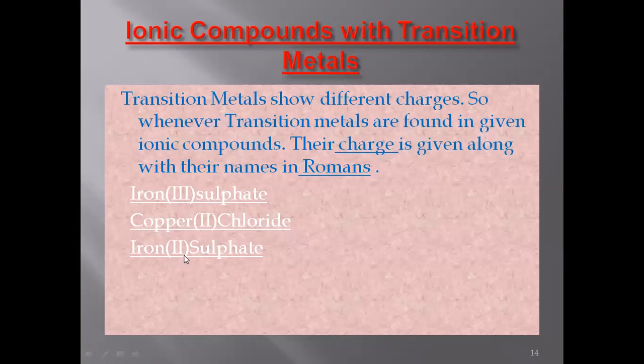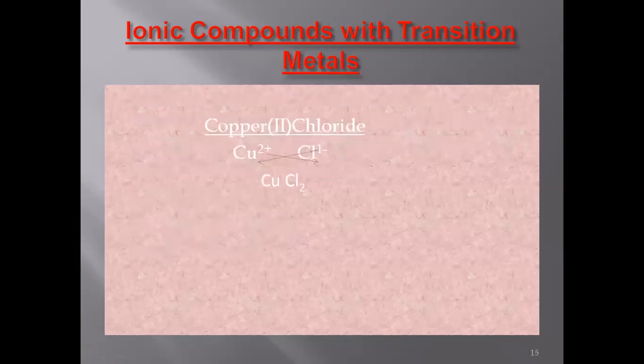Now let's see how you can write the formula for these ionic compounds if they have transition metals in them. For example, copper(II) chloride. Write down the charge on the copper, that is given, Cu2 plus, and chlorine 1 minus. Then exchange the numbers and the final formula will be CuCl2.